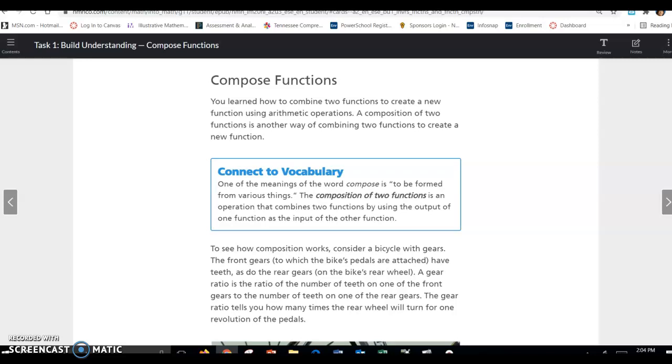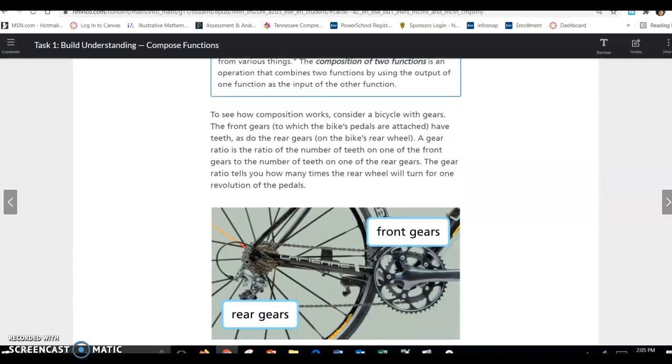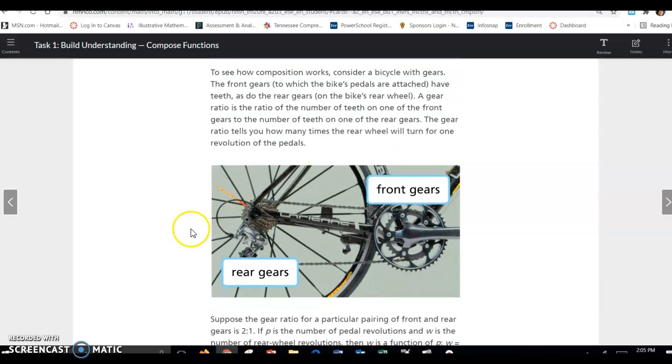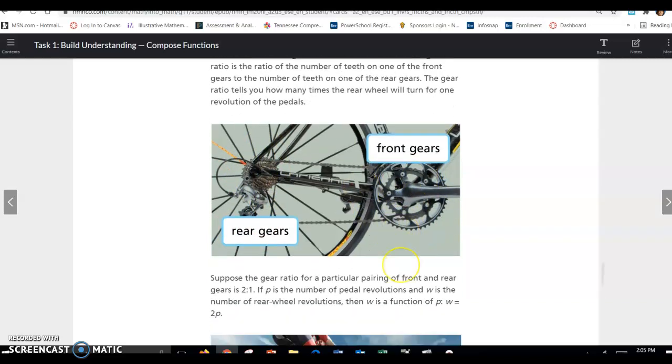To see how composition works, consider a bicycle with gears. The front gears, to which the bike's pedals are attached, have teeth, as do the rear gears on the bike's rear wheel. A gear ratio is the ratio of the number of teeth on one of the front gears to the number of teeth on one of the rear gears. The gear ratio tells how many times the rear wheel will turn for one revolution of the pedals. All right, so you can see here are the rear gears, and you've got the front gears here.